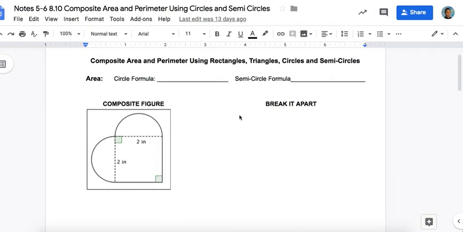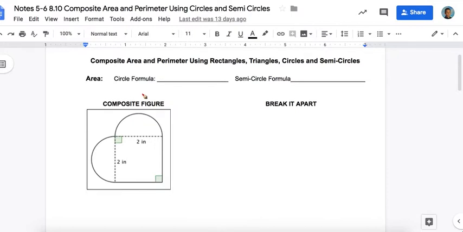Welcome to my video on composite area and perimeter using rectangles, triangles, circles, and semicircles. So we need to look at a couple formulas that you are going to need in order to solve these problems.